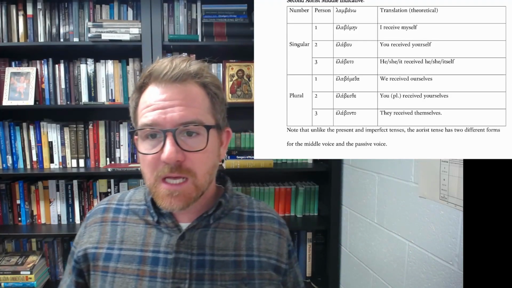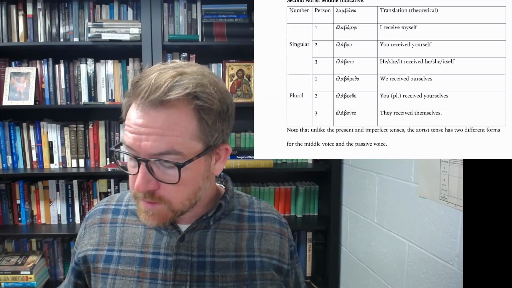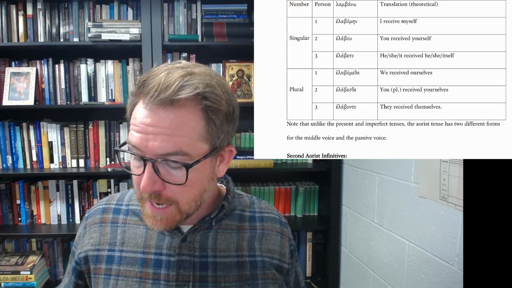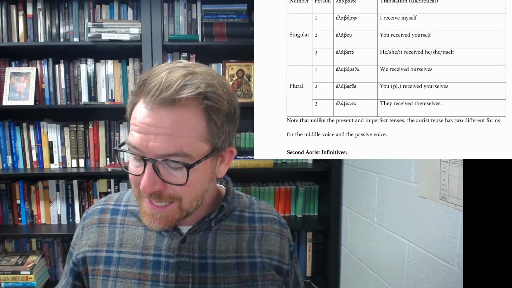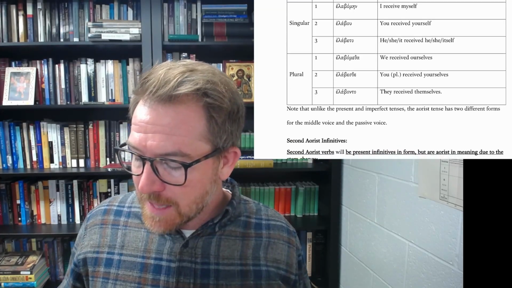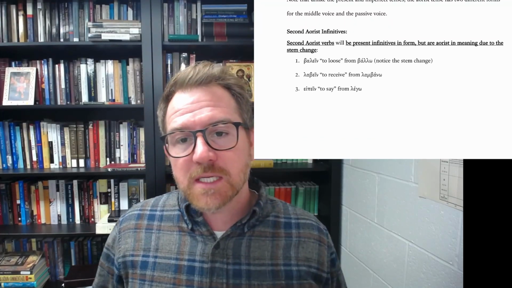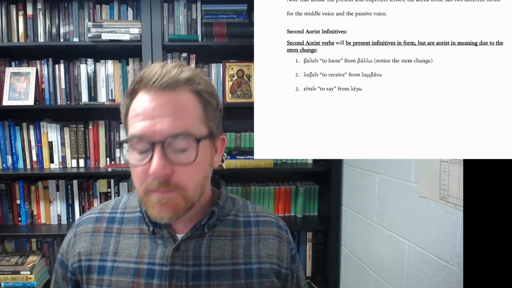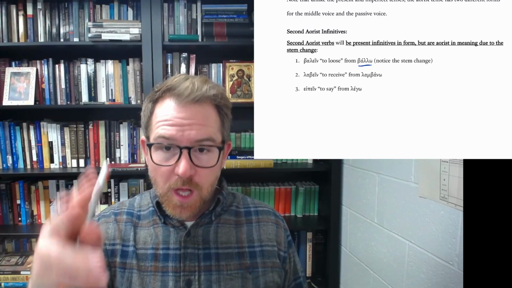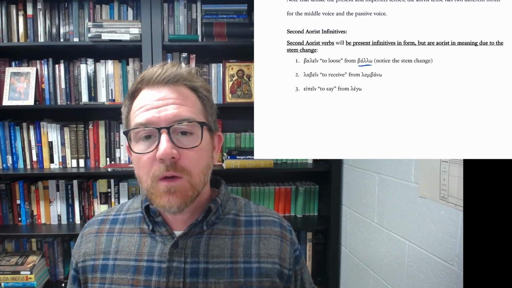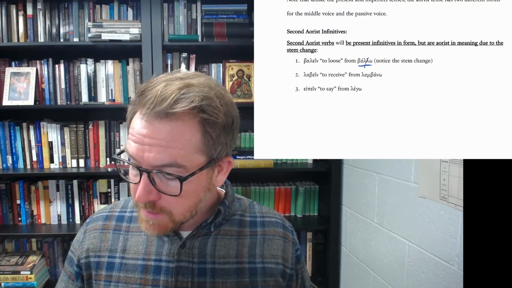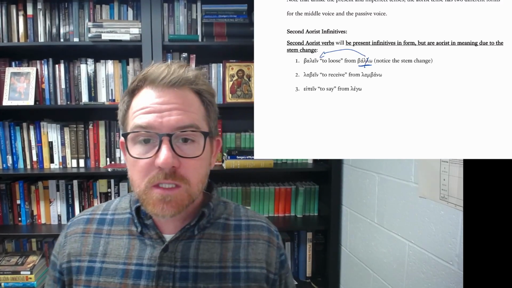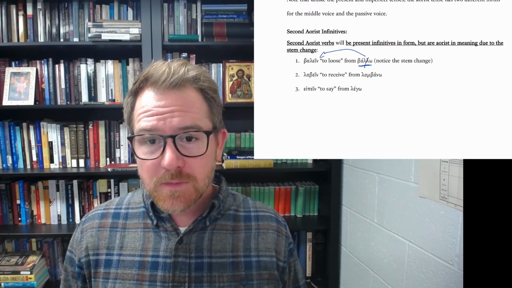So I receive myself, you receive yourself, and so on in the middle form: elabomen, elabou, elabeto, elabometha, elabesthe, elabonto. Second aorist infinitives. Now this is interesting. Second aorist verbs will be present infinitives in form, but aorist in meaning. So ballo, from I throw, I cast, I throw the ball. When the stem changes and you drop one of the lambdas, balein, even though it looks like just the present infinitive, it's the aorist.